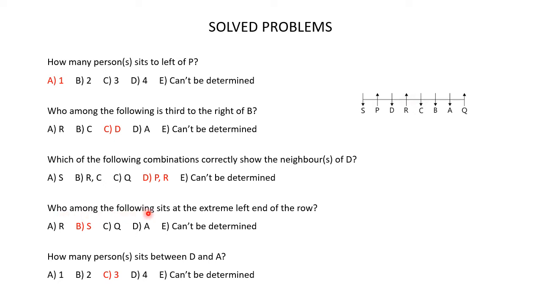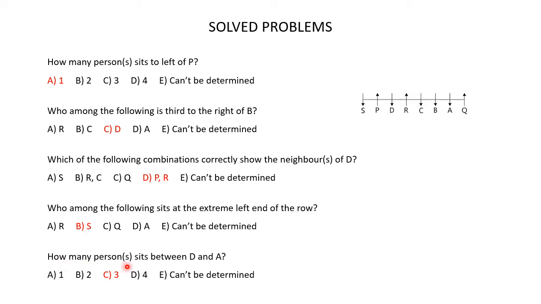Who among the following sits at the extreme left end of the row? You are given 5 options and you have to find out which of these options is the correct one. So at the extreme left end of the row, S is sitting at the extreme left end of the row. The correct answer is option B, S.